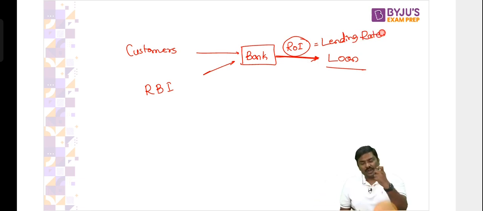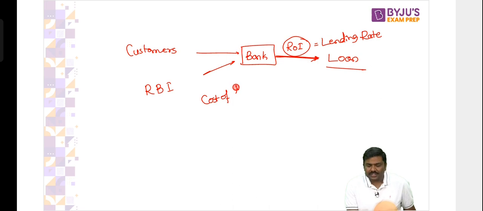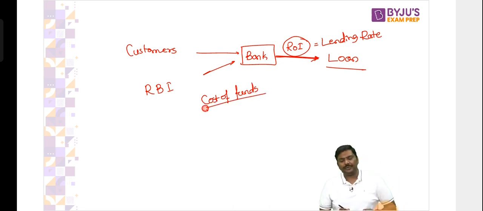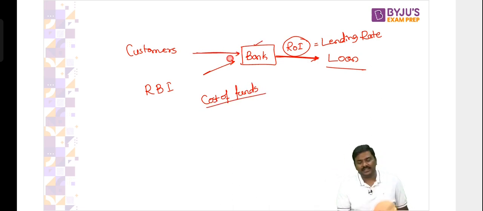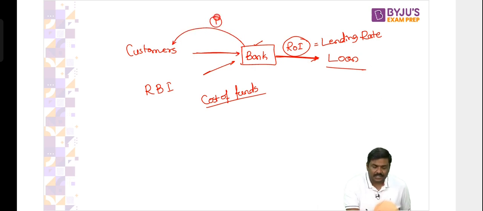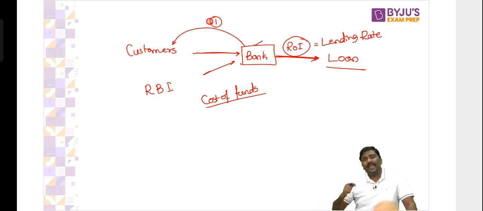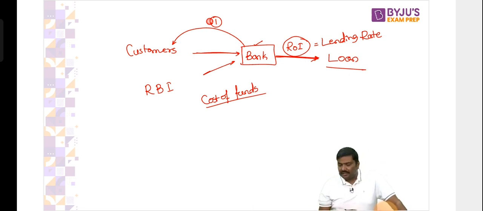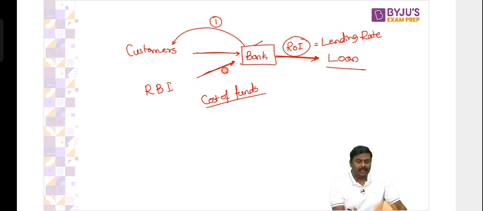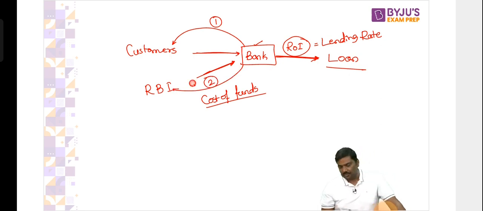Now, apart from this, I will also use one more term, cost of funds. Follow this very carefully. Don't be confused. Whenever a bank collects deposits from the customers, the bank will pay interest to the customers. Anybody who says no, let me know. Second, the bank will take loans from RBI and pay a rate of interest to RBI also. For example, repo rate, bank rate, etc.